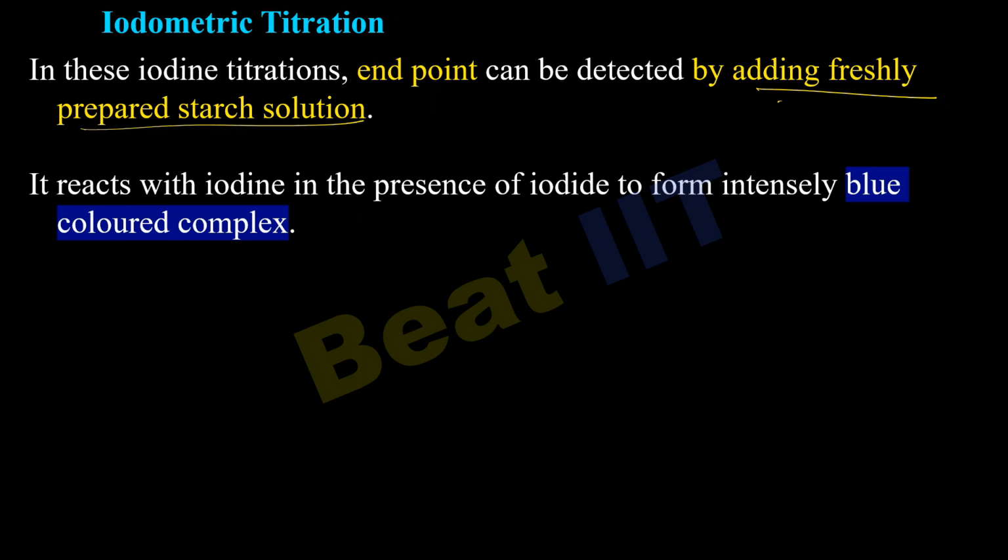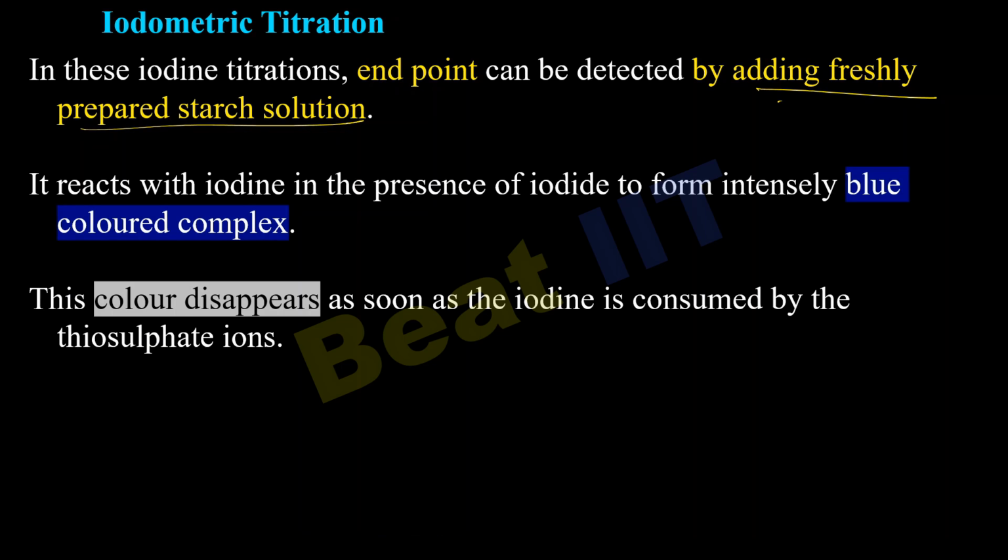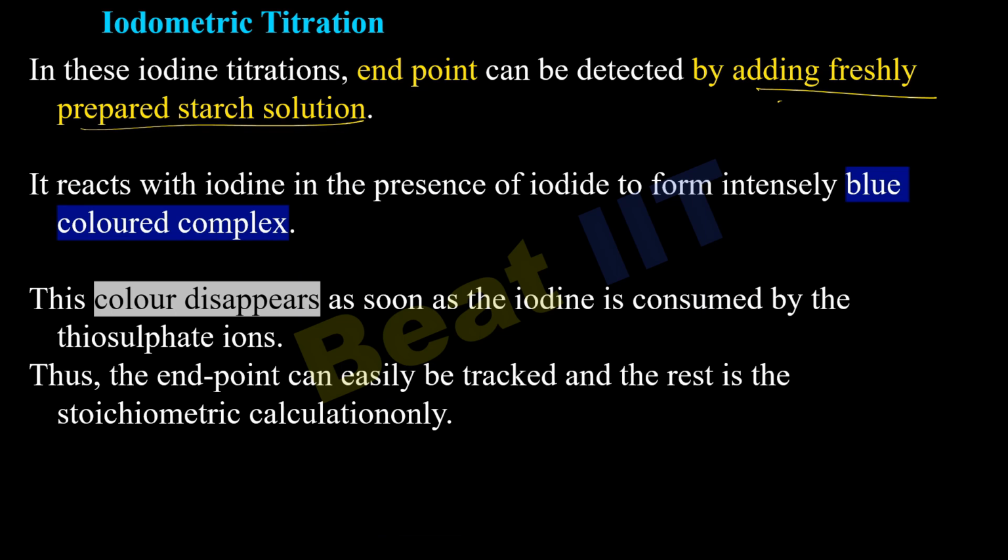It reacts with iodine in the presence of iodide to form an intensely blue colored complex. I will explain it with the details through steps. This color disappears as soon as the iodine is consumed by the thiosulfate ion. So it is very much similar to the iodometric titration. The difference is that here we use a known amount of sodium thiosulfate ion. In case of iodometric, it was unknown. It was that substance whose strength was to be calculated. Thus the endpoint can easily be tracked and the rest is the stoichiometric calculation only.